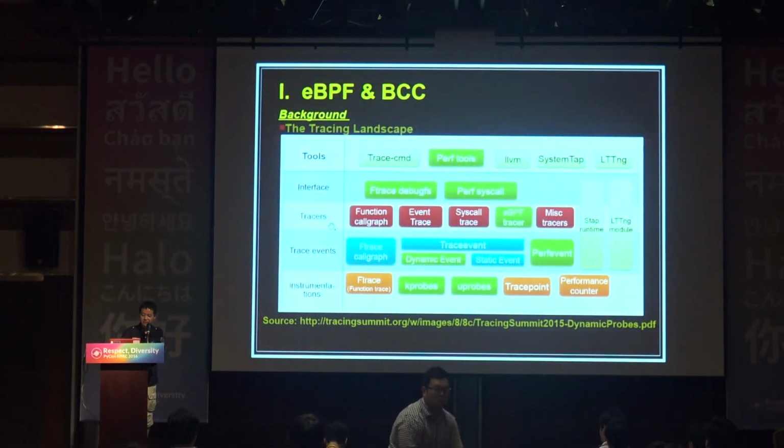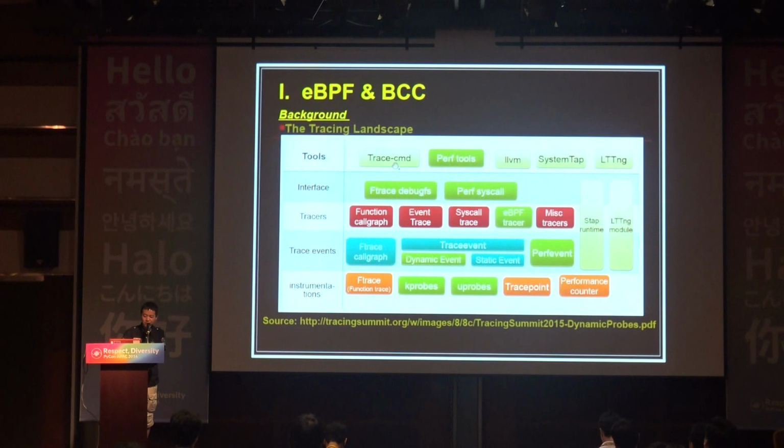Let's start by taking a look at the tracing landscape of Linux. As we know, the well-known instrumentation tools like the trace command, perf, or SystemTap on Linux leverage the event tracer exposed by the debugfs or tracefs file systems, or via related system calls, to gather the trace events, which is built on top of the underlying Linux kernel instrumentation mechanisms like kprobes, uprobes, and tracepoints.